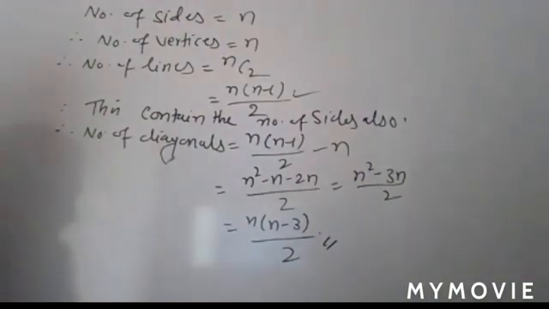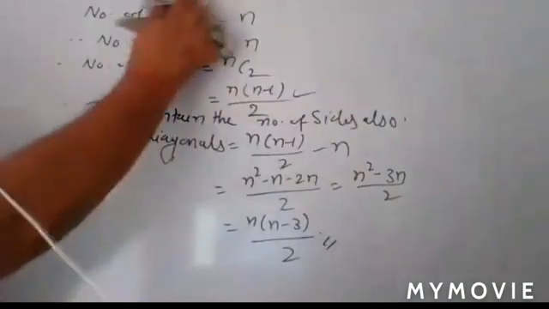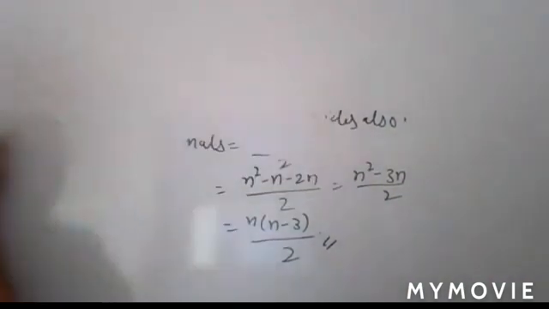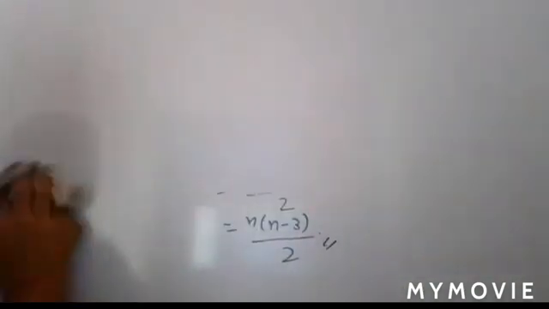Yes, right. A polygon has 44 diagonals. A polygon has 44 diagonals. Find the number of its sides. A polygon has 44 diagonals. Find the number of sides.